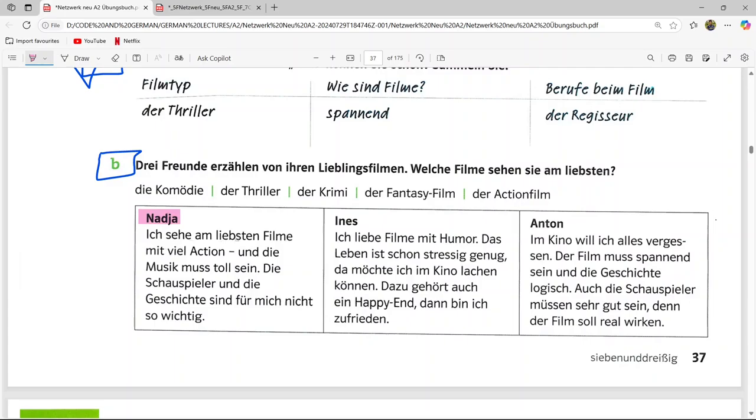Ich sehe am liebsten Filme mit viel Action. So I prefer films with a lot of actions. Und die Musik soll sein. So and the music has to be great. Die Schauspieler und die Geschichte sind für mich nicht so wichtig. The actors and the story are not that important for me. So what she likes, their action film.